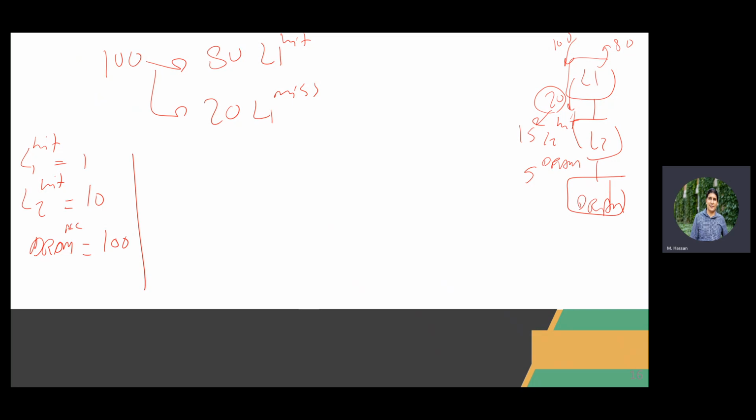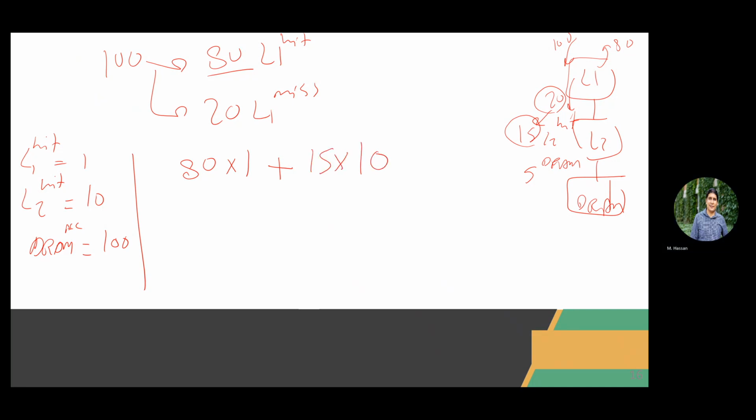If I want to calculate the total latency of my 100 requests, let's take them one by one. I have 80 that I'm going to bring from the L1, so it just takes one cycle each. Then I have 20, out of which 15 will hit in the L2, so it will be 15 multiplied by 10. And then I have 5 that go to the DRAM and suffer 100 cycles, right? So this is the total delay, T_total of the 100 requests. So 500, 150, so 650, and then 80, it's 730.